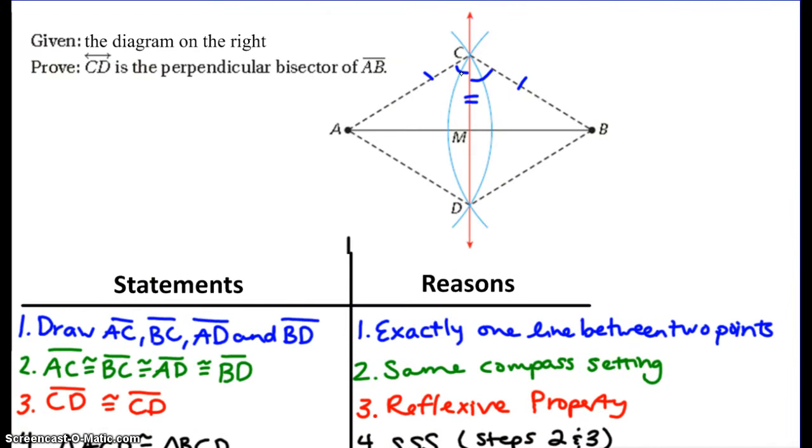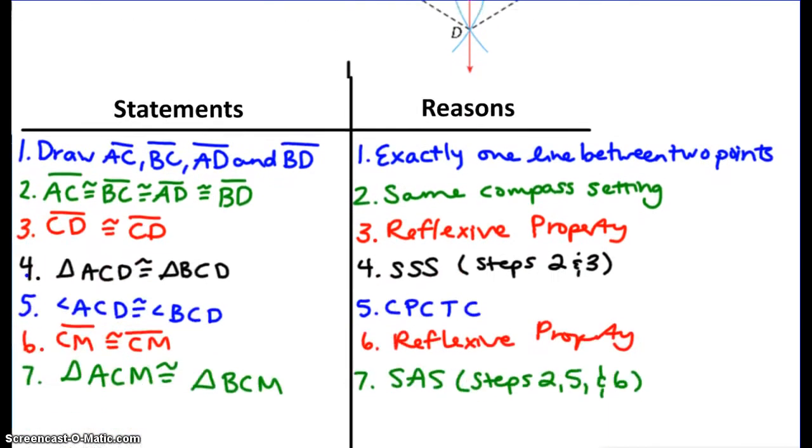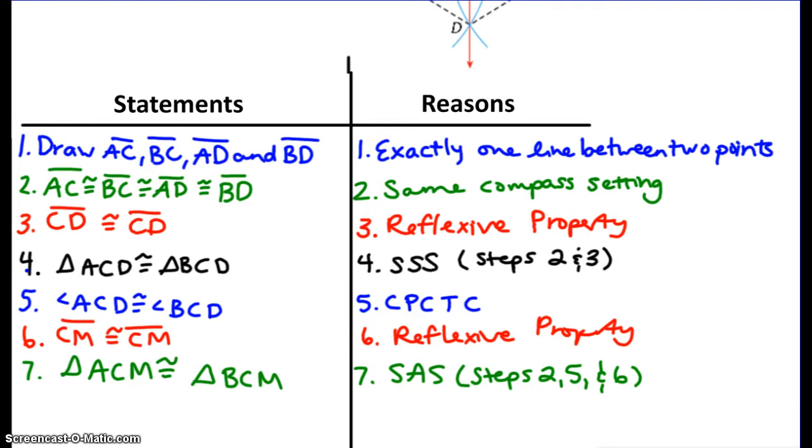So I know by corresponding parts that this angle here, AMC, and this angle here, BMC, must be the same because they're corresponding parts of congruent triangles. So your reason 8 is going to be that angle AMC is congruent to angle BMC. Alright, and the reason for that is CPCTC.